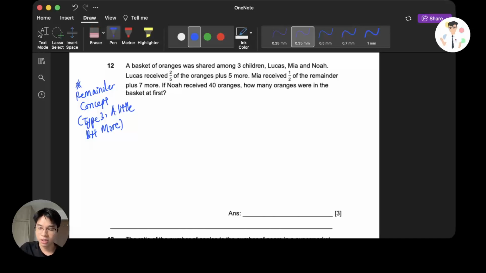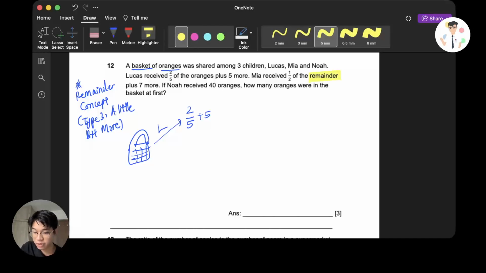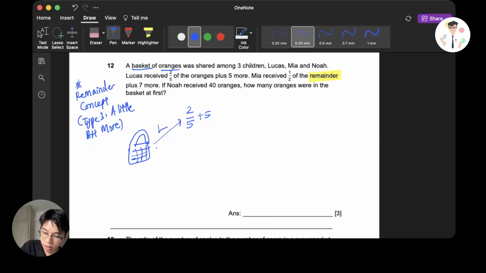Okay? Now when you see this a little bit more, everything is very nice, right? It's very simple. So if I have a basket of oranges, just imagine I have a basket. And what happened is I'm sharing among 3 children, Lucas, Mia and Noah. Lucas, I give 2/5 plus 5 more. But what is my remainder? My remainder is 3/5 minus 5, correct? If I give 2 out of 5, I'm left with 3 out of 5. If I give him 5 more, then I will have 5 less.